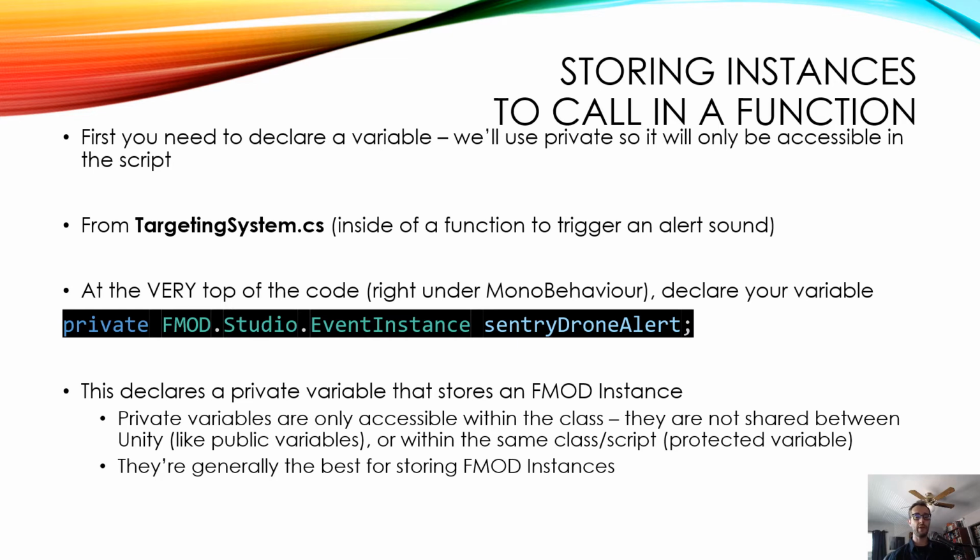So to do that, you just add the line private FMOD.Studio.EventInstance, and then you give the variable a name. I used SentryDroneAlert because I was going through a tutorial on how to make a basic first-person shooter game. That will create the variable whenever the game is run, and it will tell it that it's going to store an FMOD Studio event instance to that variable.